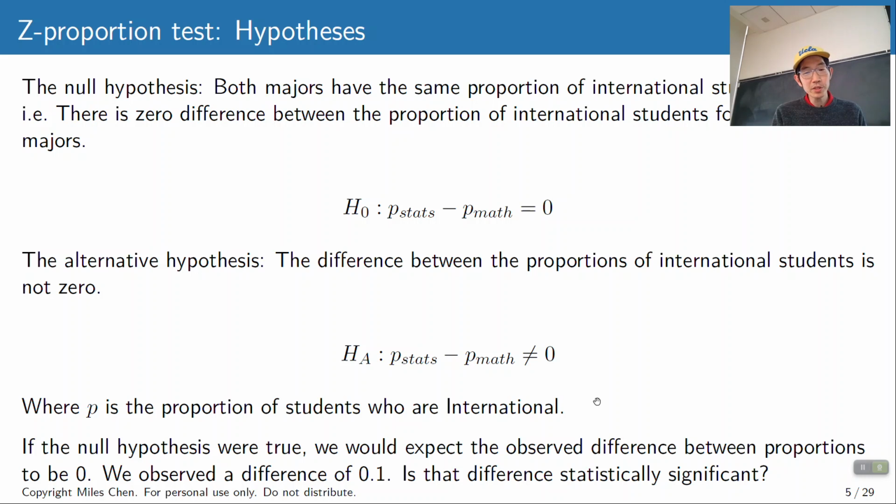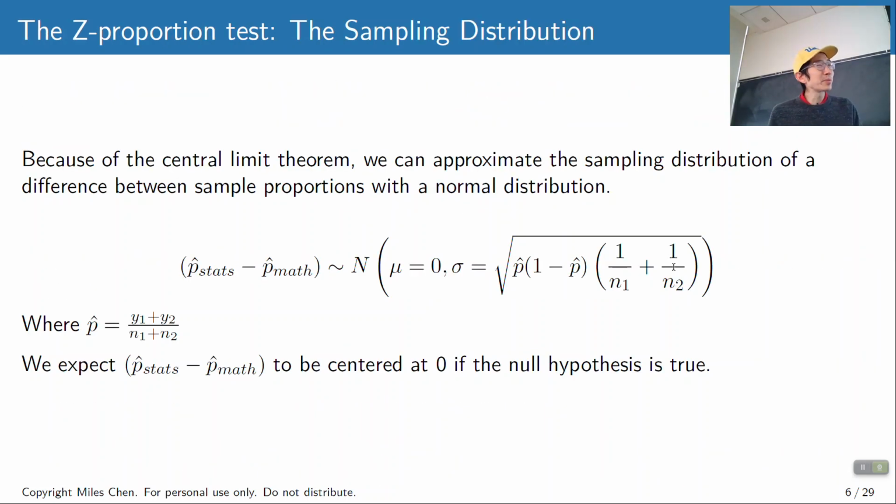If the null hypothesis were true, when we take random samples of students, we expect the observed difference between these two proportions to be 0. We ended up with a difference of 0.1, 10 percentage points. Is that difference statistically significant? That is our question.